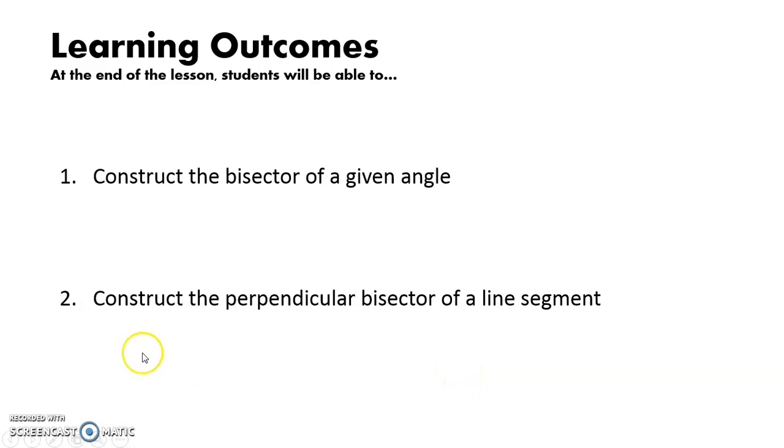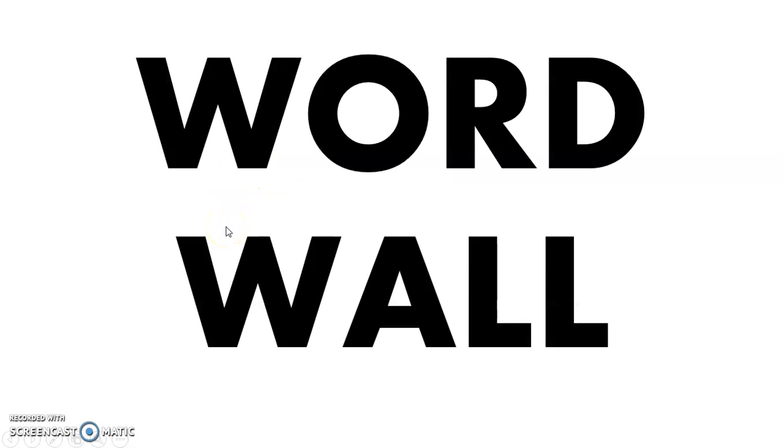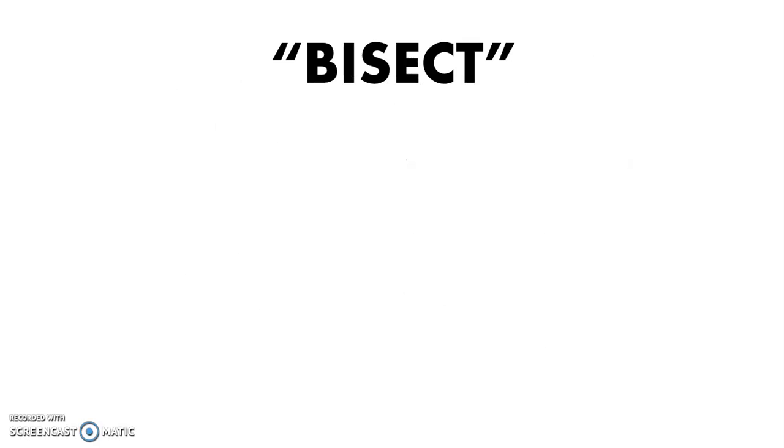So today we're just going to look at construction 1, which is this one here. By the end of the lesson, we should be able to construct the bisector of a given angle. So I'm going to discuss this word bisector a little further. We're going to look at our word wall today and what we're going to add to it. So today we have the word bisect. So I'm going to ask you, what do you think bisect means?